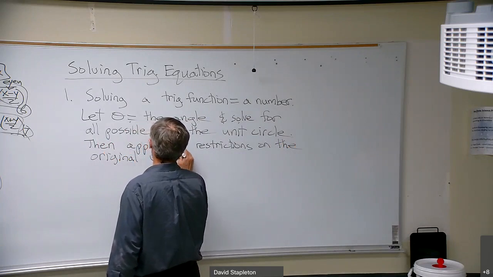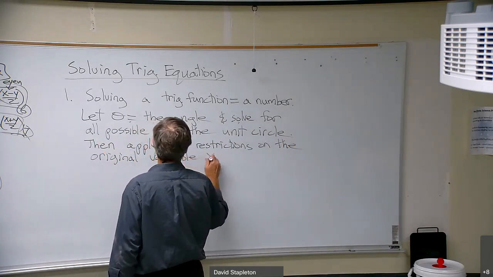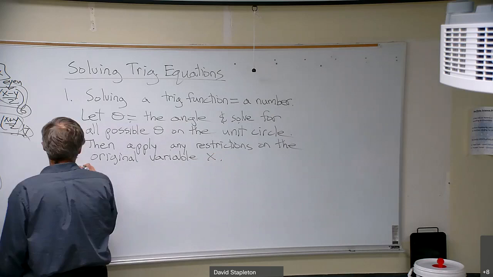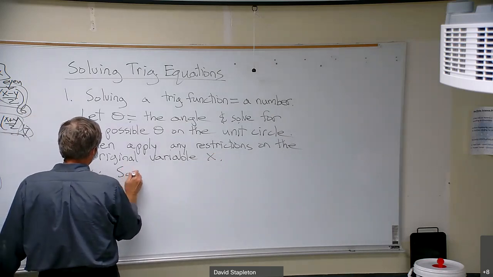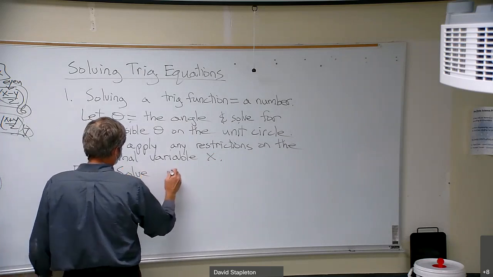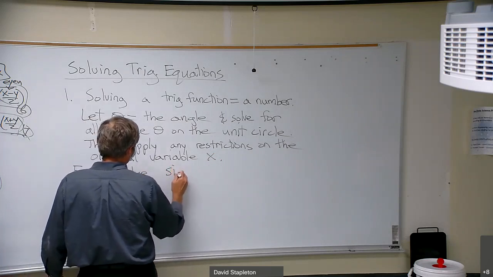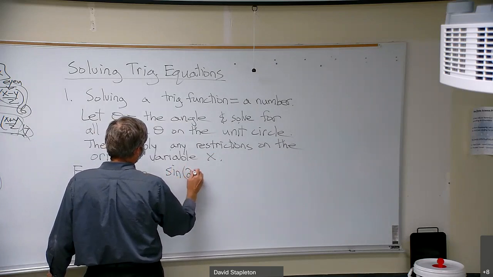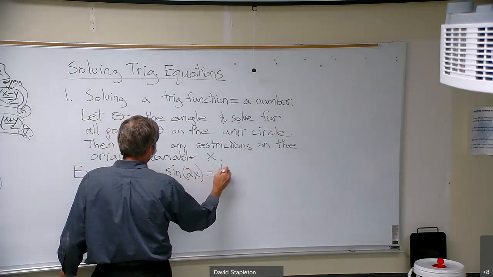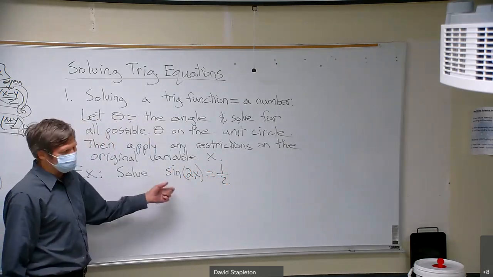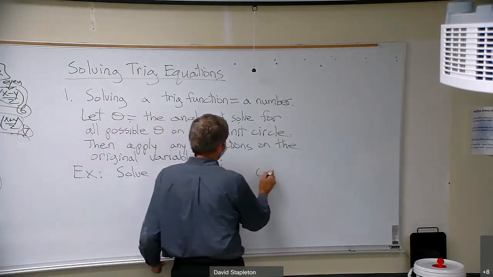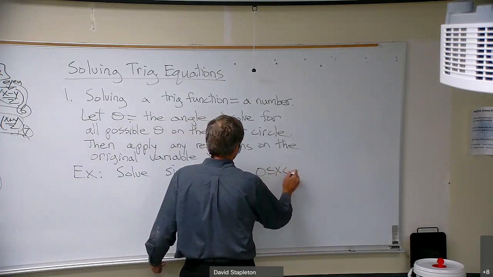Have to from all possible values. This really needs an example to illustrate it. For instance, suppose I want to solve the equation sine of 2x equals 1/2, but I don't want to just take any x. I just want x within one rotation. So I want 0 less than or equal to x less than 2 pi.